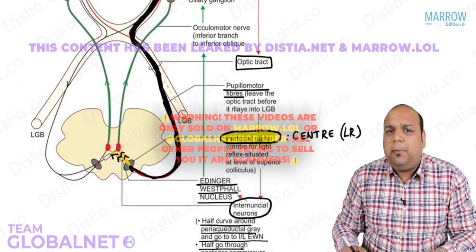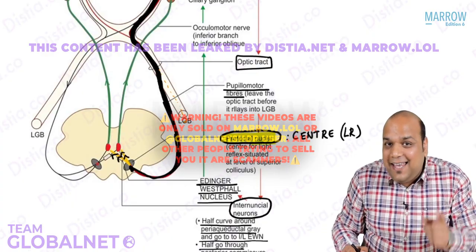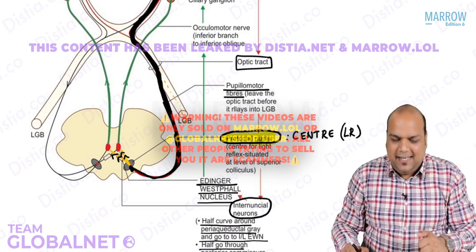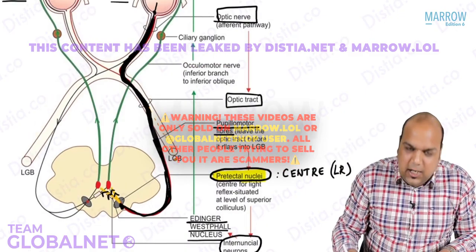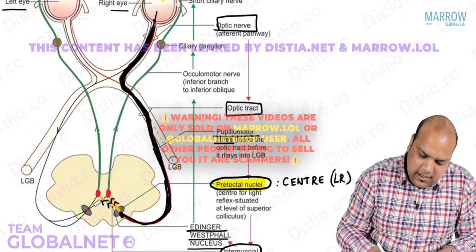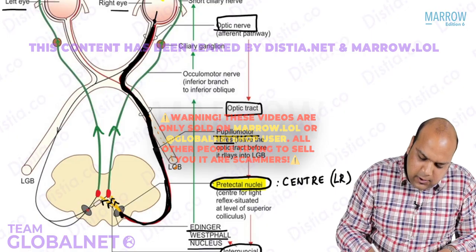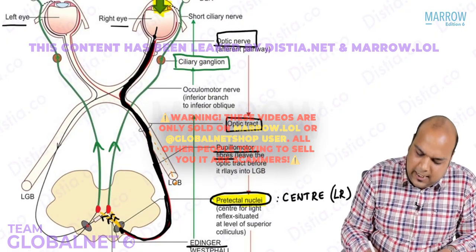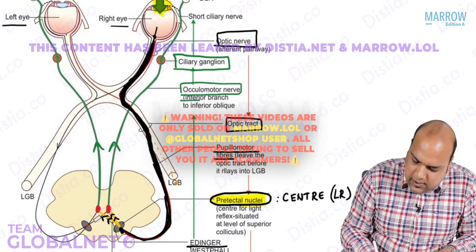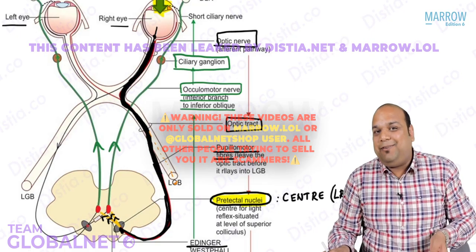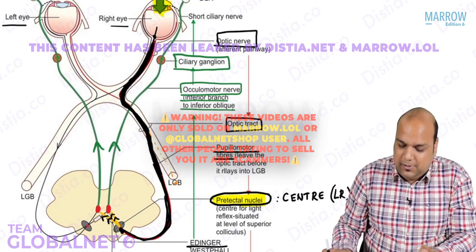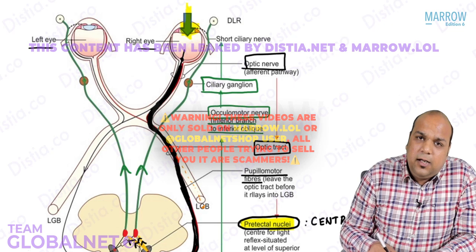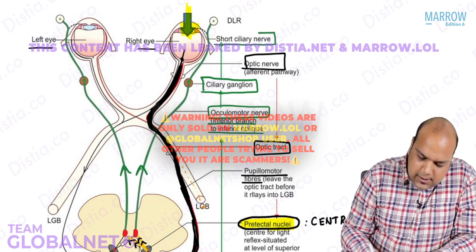Now, all of us should remember through anatomy, Edinger-Westphal nucleus is the accessory nucleus for which cranial nerve? It is the accessory nucleus for third cranial nerve. Yes, guys. So from the Edinger-Westphal nucleus, now the third cranial nerve, everybody in green here, will go up to the ciliary ganglion. Third cranial nerve goes up to the ciliary ganglion. Oculomotor nerve, inferior branch to inferior oblique, everybody, as we had studied in Horner syndrome in anatomy chapter, goes to ciliary ganglion.